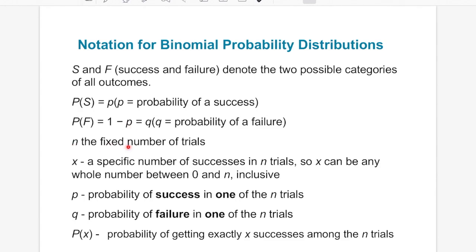N is the fixed number of trials. X is a specific number of successes in N trials. So X can be any whole number between 0 and N, inclusive. P is the probability of success in one of the N trials. Q is the probability of failure in one of the N trials. P of X is the probability of getting exactly X successes among N trials.